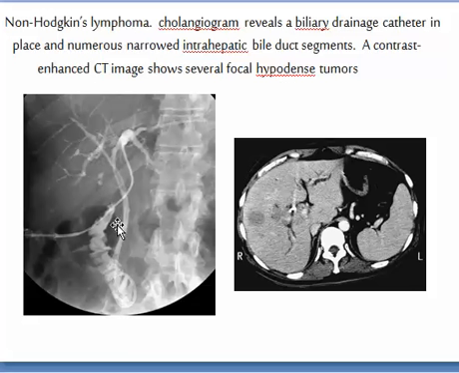There is a tube drainage, biliary drainage catheter in place, and numerous narrowed biliary radicals are seen. Contrast enhanced CT scan shows multiple focal hypodense tumors. Appearance of non-Hodgkin lymphoma. Don't forget that the spleen is mildly enlarged.